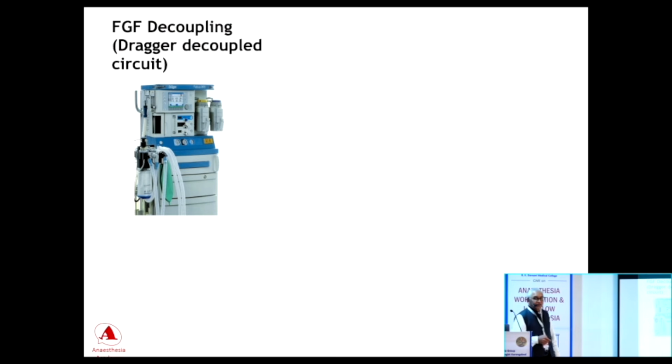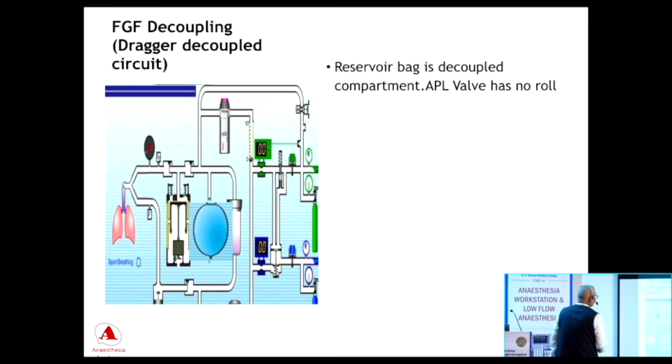So fresh gas decoupling, that is a Dräger piston based machine. That means what, a Fabius or a Primus machine you have. Reservoir bag is a decoupled compartment. Okay, so you will see the bag movement. But while the ventilator is on, APL valve will have no role. Close it, open it, nothing will happen. Okay, APL valve has no role. The bag is a decoupled compartment.